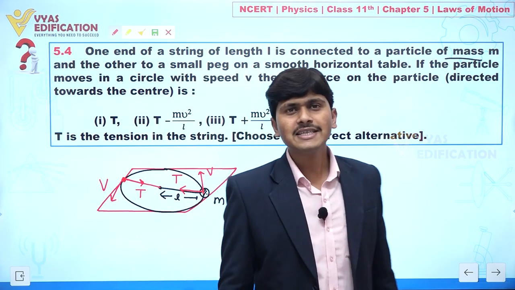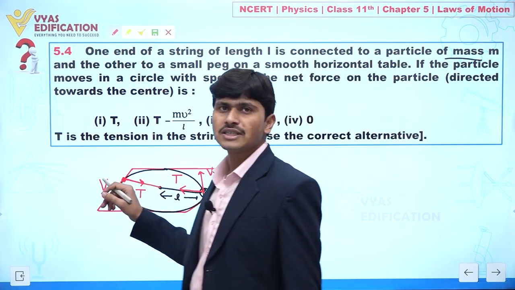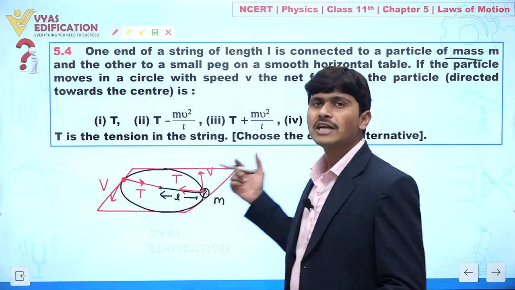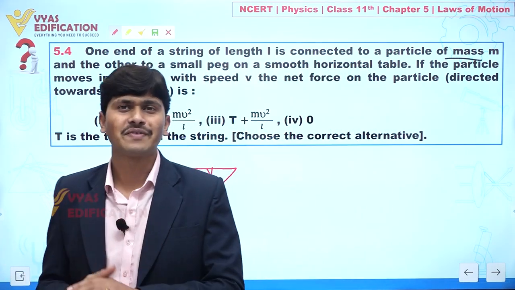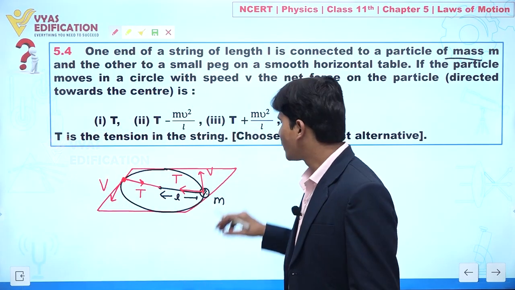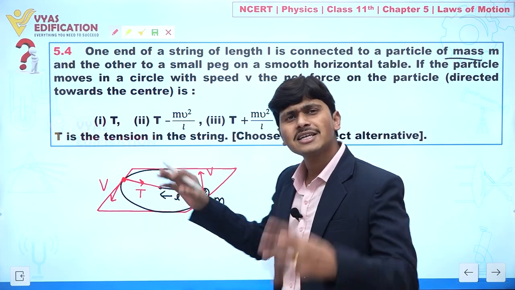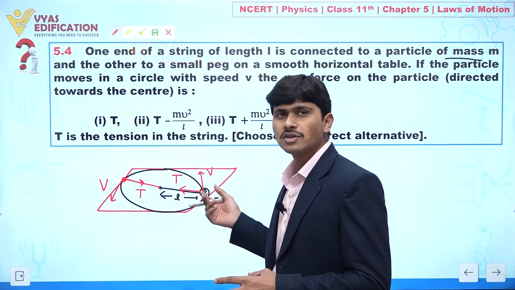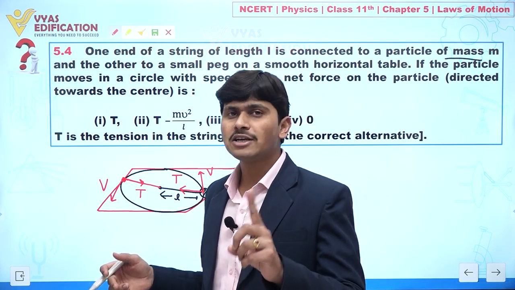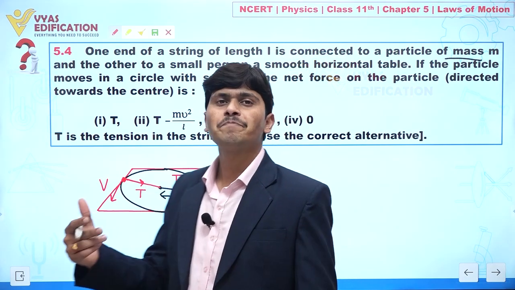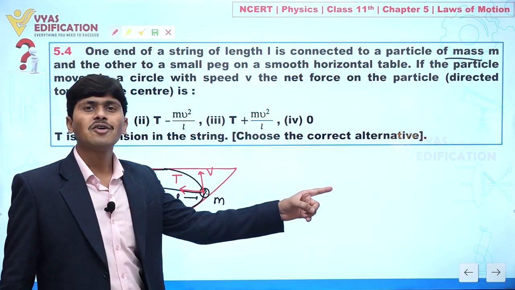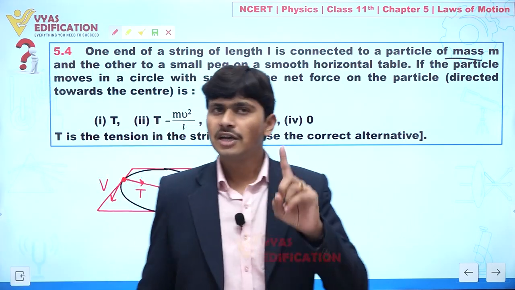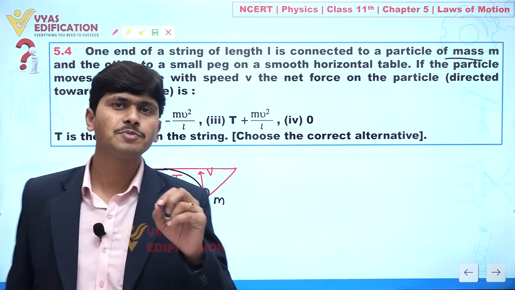Clear? Whenever we say centripetal force is acting towards the center along the radius, it means we are talking from the inertial frame of reference. Clear? But if I put an observer on this mass, at that time you will feel no net force acting on this mass. Why? Because as soon as we talk about a non-inertial frame, a centrifugal force will act in an outward direction. Clear to you? So don't get confused.